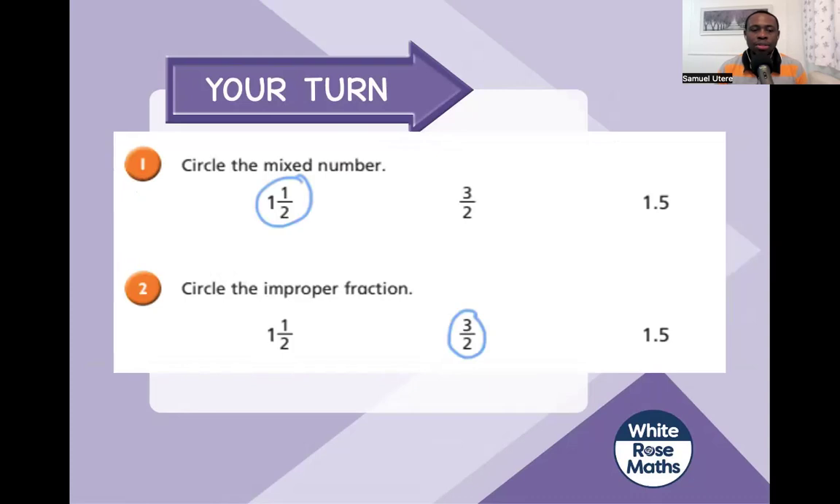So for question 1, you were asked to circle the mixed number. By now, you should know that the mixed number is a number that has a whole number written with a fraction written beside it. Then you're asked to circle the improper fraction. The improper fraction is a fraction that has a bigger number in the numerator compared to the denominator. And you can see this one represents that.